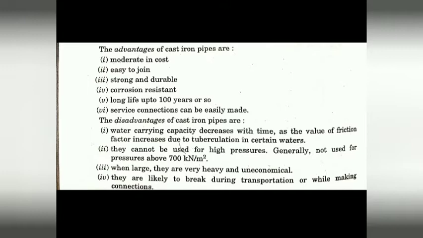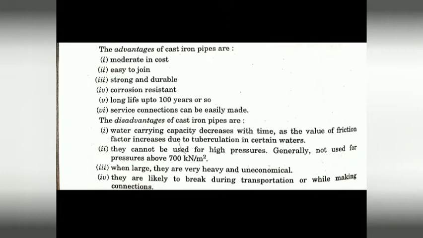And the sixth point, service connections can be easily made. Since we know the household connections generally come out of cast iron pipelines, it is easy for the service connections to be connected to the houses, as well as in the case of supply lines, it is quite easy. Next are the disadvantages of cast iron pipes.